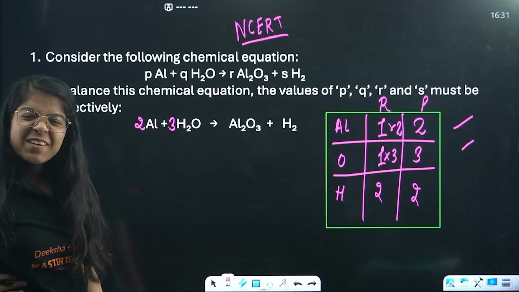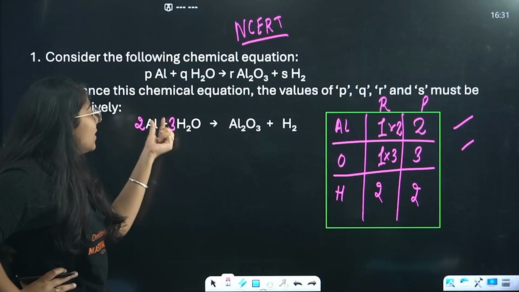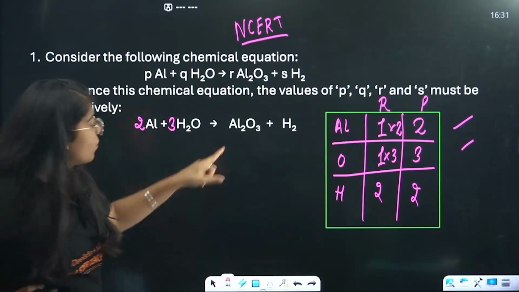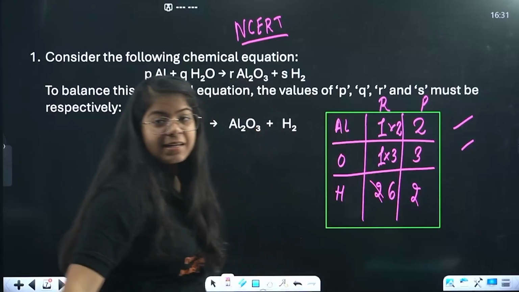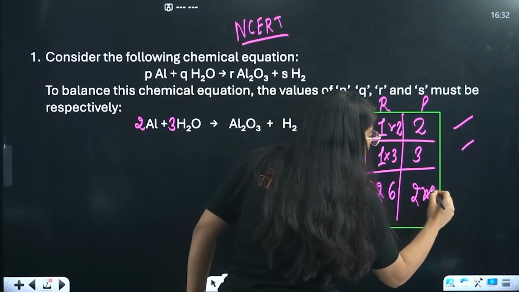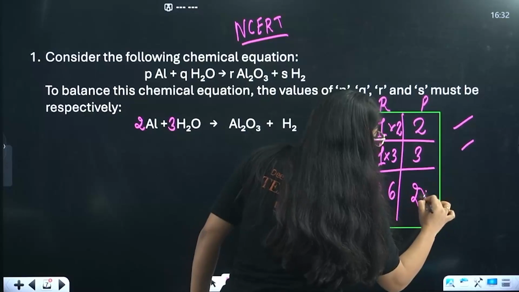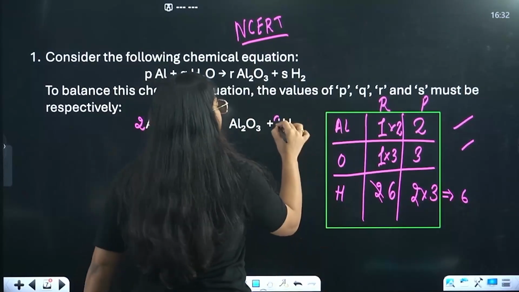But ma'am, wait. Then also the hydrogen got unbalanced, right? 3 into 2, it's 6. Right, but here it's only 2. So now it's not 2 here, it is 6 on the reactant side, right? So what will I do? I'll just multiply this 2 with 3. 2 into 3 is what? 2 into 3 is 6. So again hydrogen will be balanced. I'll multiply this with 3.